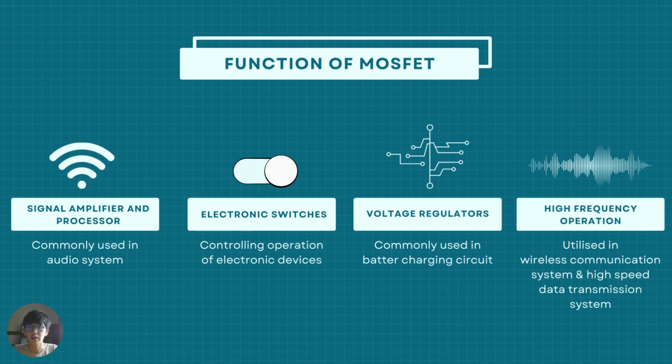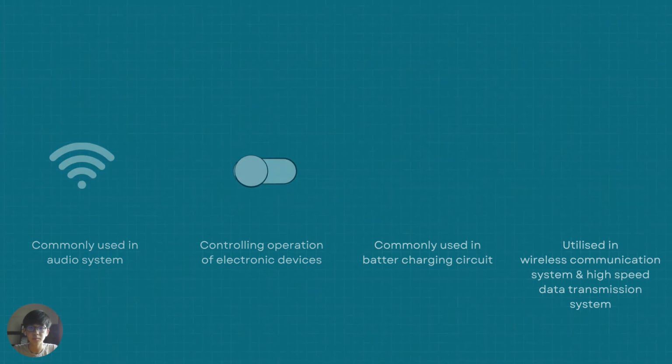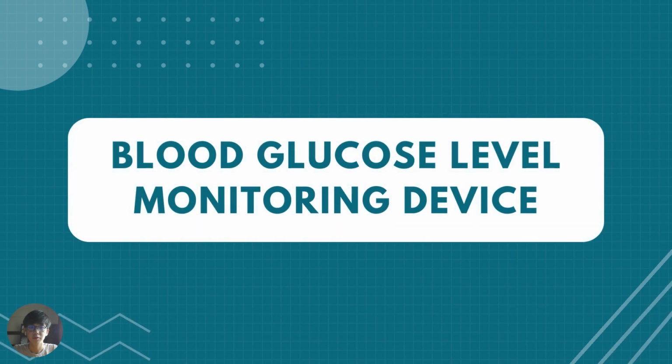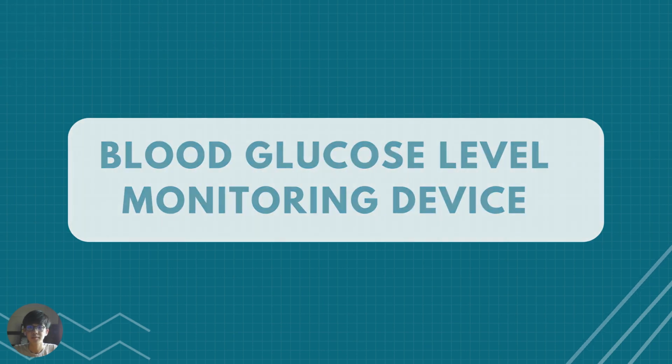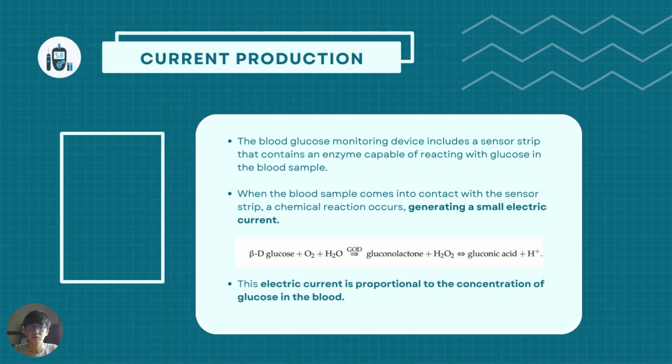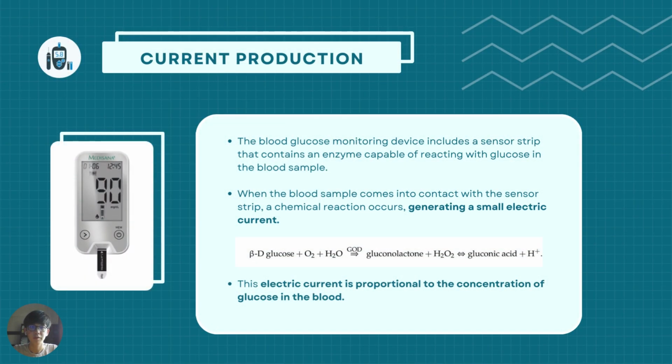Therefore, we can see that the MOSFET is being applied in many industries related to electronics, such as automotive, industrial automation, telecommunication, audio systems, charging circuits, and what we focus on today, the medical equipment and healthcare industry. The main focus for the healthcare industry, which has used the MOSFET, is the blood glucose level monitoring device. Today we are going to discuss how the MOSFET is being used in the blood glucose monitoring device.